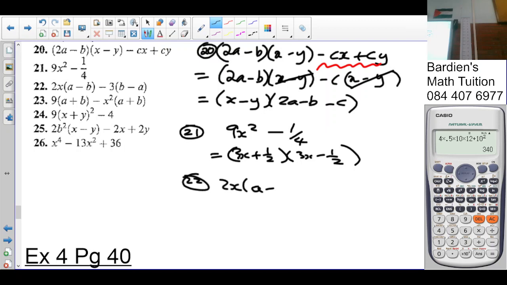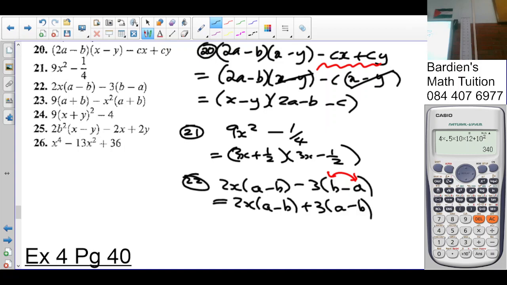2x into a minus b minus 3b minus a. What needs to be done first? Swap the second bracket, not so? So what do we get? 2x into a minus b plus 3 into a minus b. Now what? a minus b is common. I'm left with x plus 3.